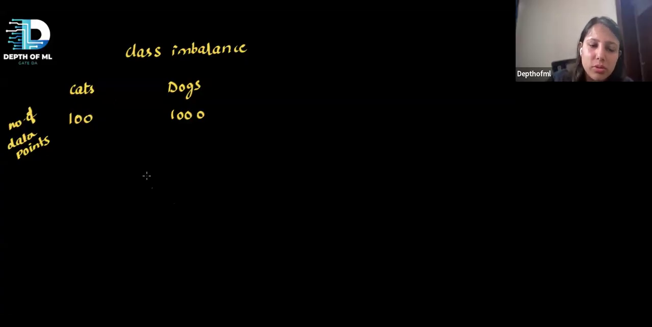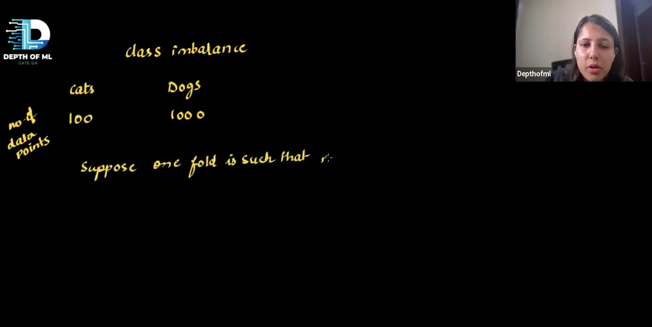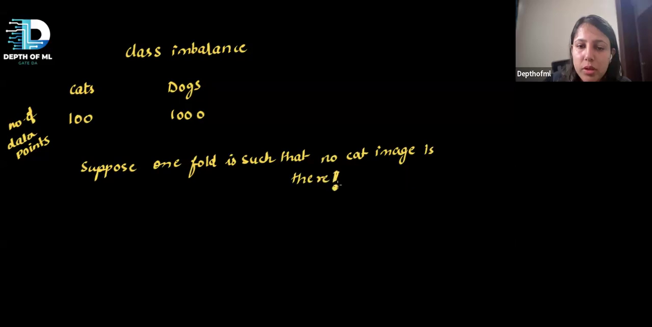So this can happen. Suppose one fold is such that no cat image is there, right? Is this an issue? If no cat image is there, all you have is dogs in the validation set in one of the folds. What will happen? So this is an issue, because you will have only one class.